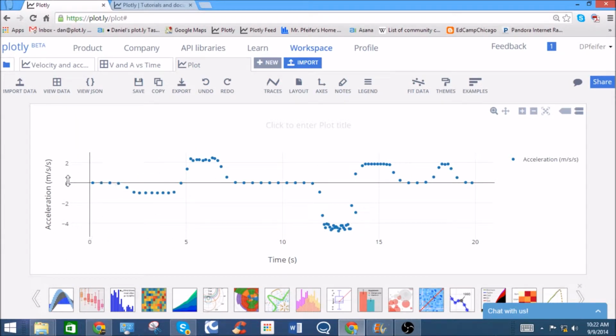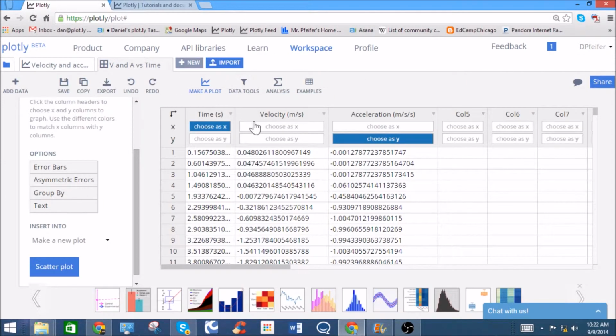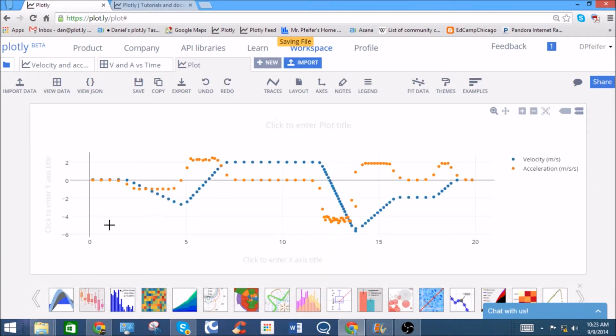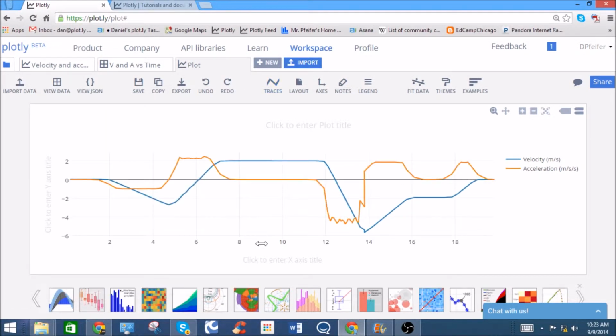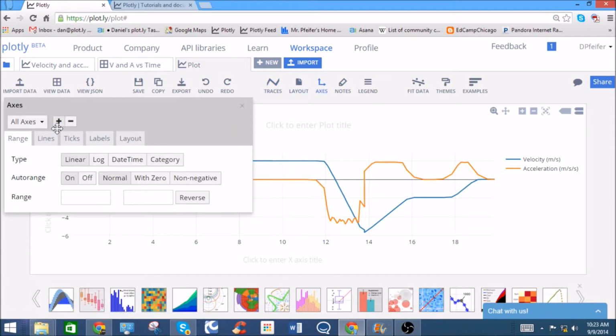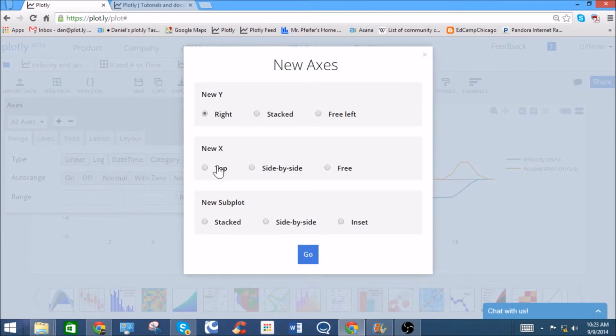We can run these independently, like so, or we can do what's called a dual y-axis graph. In this case, data may look a little better if we have the traces set to line. To enter a second y-axis, go to Axis, plus, new right y.